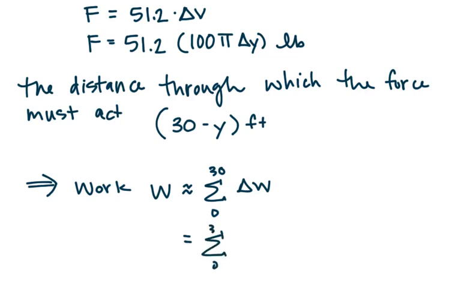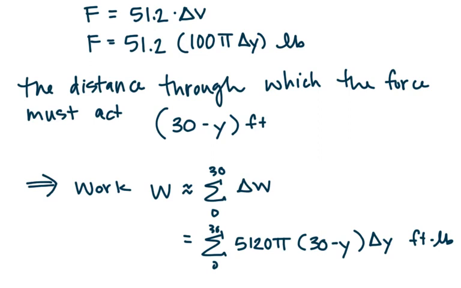Which is the sum from 0 to 30 of 5,120 pi times 30 minus y delta y. And that will be foot-pounds. And so you're saying, Ms. Stein, where'd that come from? Where'd the 5,120 come from? That just came from multiplying these. I've got my pi, I've got my delta y, and my 30 minus y feet.